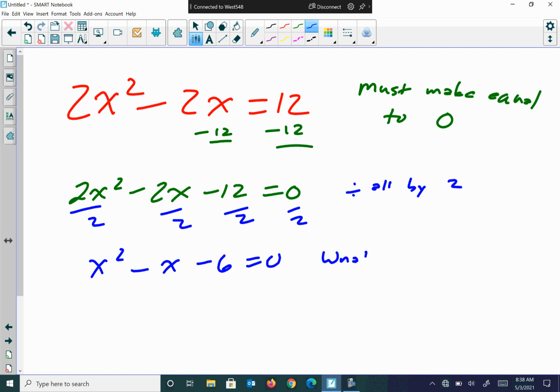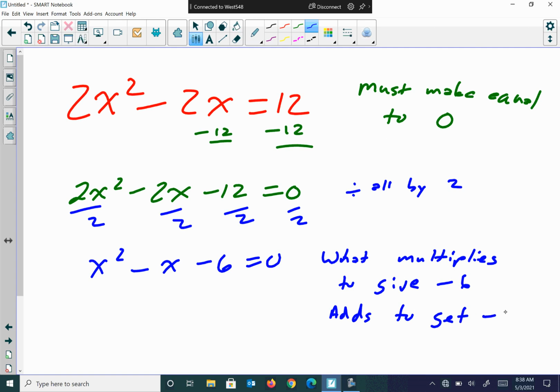What multiplies to give -6 and adds to give -1, right? So -3 and +2. Do you agree with that? -3 times +2 is -6. -3 plus 2 is -1.